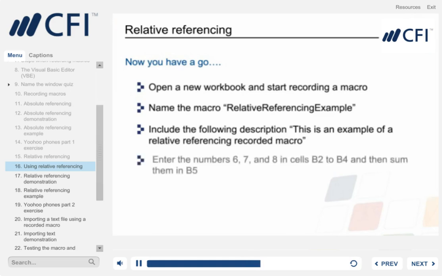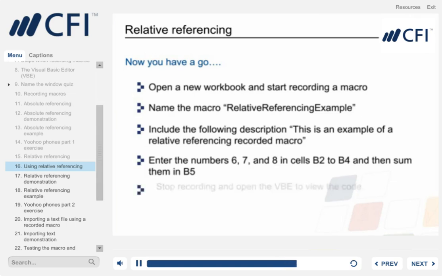Now, enter the numbers 6, 7, and 8 in cells B2 to B4, and then sum them in B5. Stop recording and then open the Visual Basic Editor to view the code. If you are having trouble creating the macro, move to the next slide where we have provided a screen capture that walks through each of these steps.